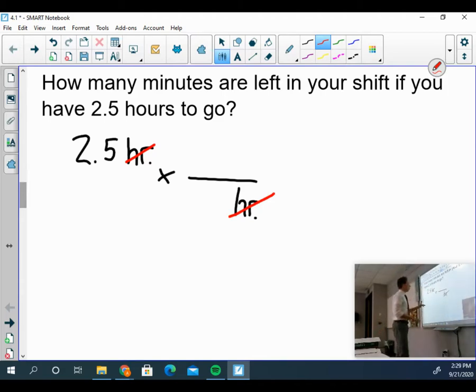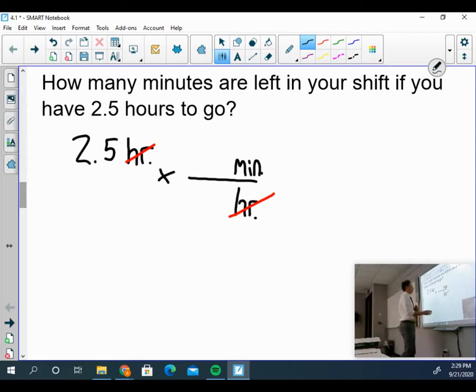Well, on the bottom, I want to get rid of hours, but the question is, what am I replacing hours with? Well, I'm replacing hours with minutes. So we're going to put on the bottom of the ratio the unit we're trying to get rid of, and we're going to put on the top the unit we want. I want to get rid of hours, so I put it on the bottom. I want minutes, I put it on the top.